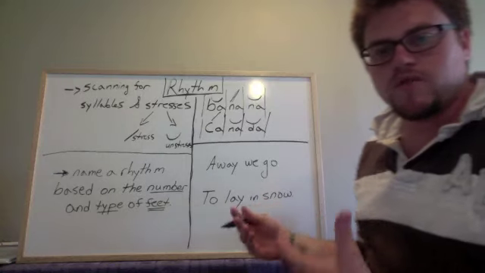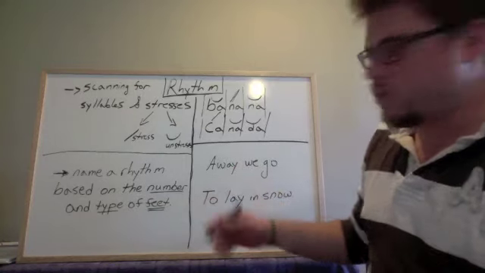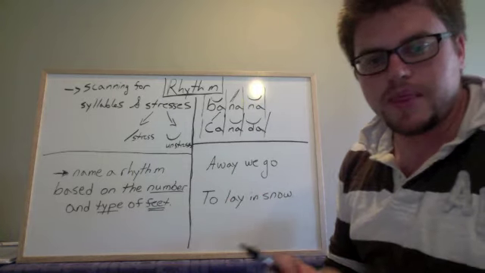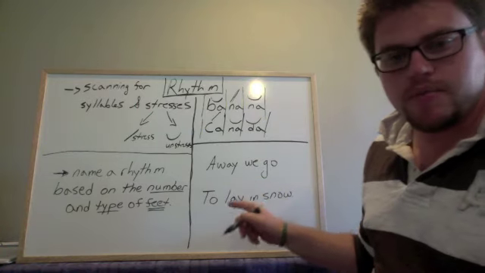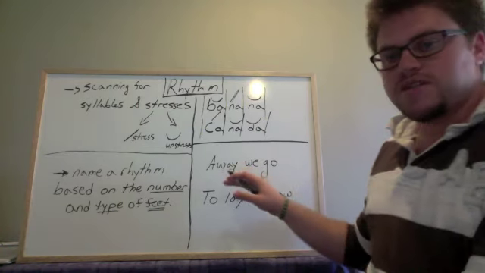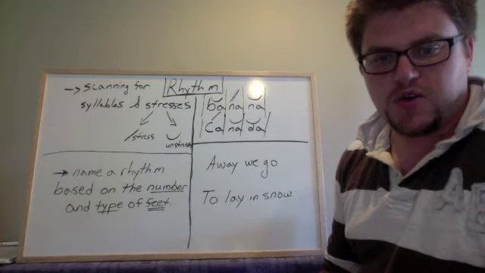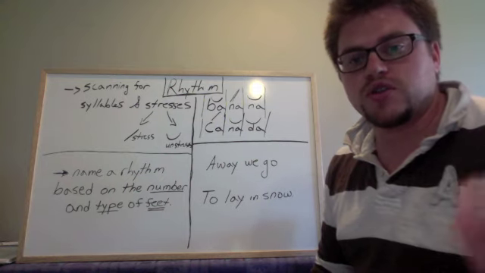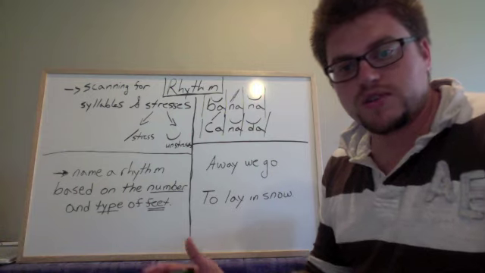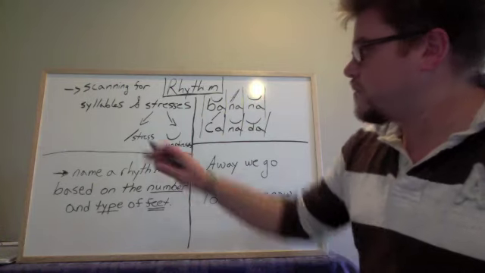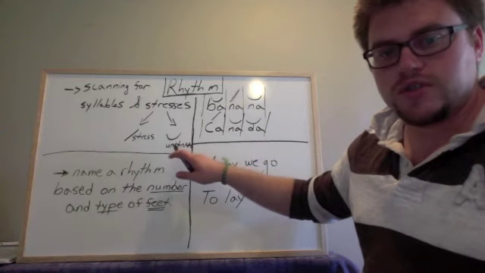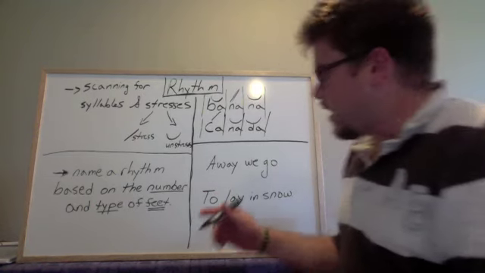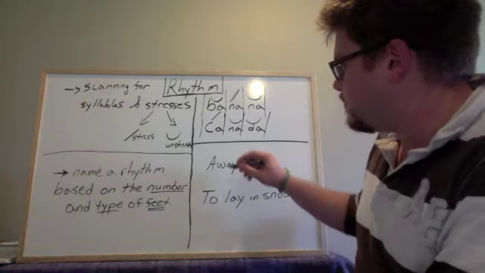Now here we come down to a slightly more difficult example. Here's a very, very short poem. We're going to try to scan the poem, and then we're going to name the rhythm of it. It reads, "Away we go to lay in snow. Away we go to lay in snow." If you want to go ahead and pause the video and try to scan that yourself, separate all of the syllables and then give each syllable either a stressed symbol or an unstressed symbol. Go ahead and do that now. If you're back, I'm going to do it for you and you can see if you got it right.